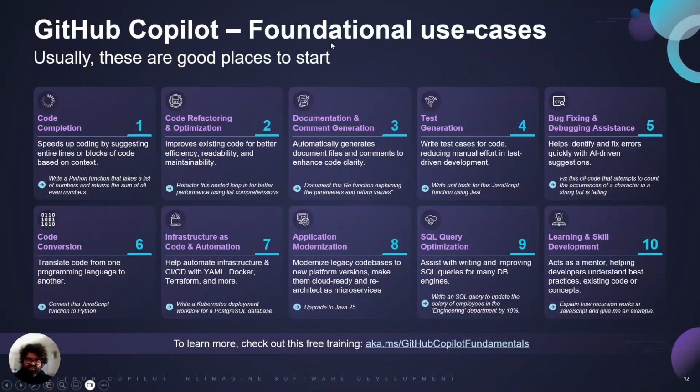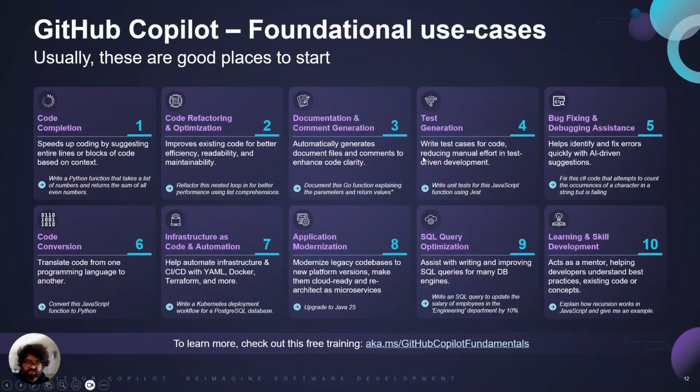So just so you can get started, what are some foundational use cases, the ones you can start doing today? Obviously, code completion has been here for a long time, but also code refactoring and optimization. Maybe you want the code to be more readable, more maintainable. Erase some technical debt. Number 3, generate documentation. Keep documentation up to date. And that's something that teams are doing a lot with GitHub Copilot.